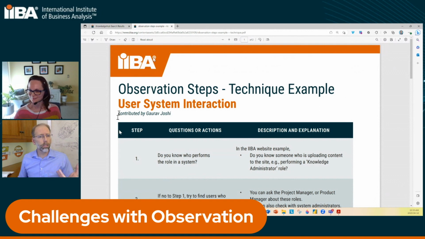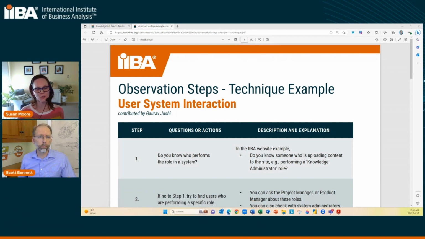And this was something, Susan, that one of our volunteers had put together. Is that right? That's right. So big shout out to Gaurav Joshi, because I know that you've contributed other stuff. So if you're listening, thank you. This is an example of how our community contributes to the knowledge that we've got in our BABOK Guide and in so many other resources that we have. So thank you.